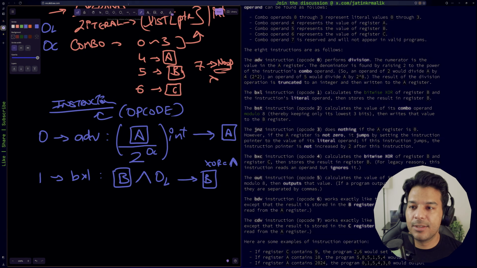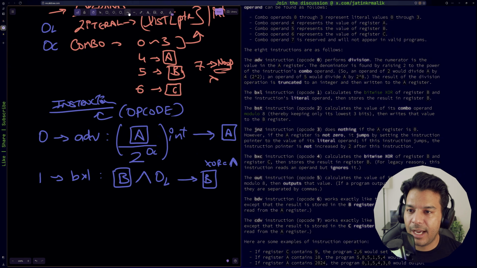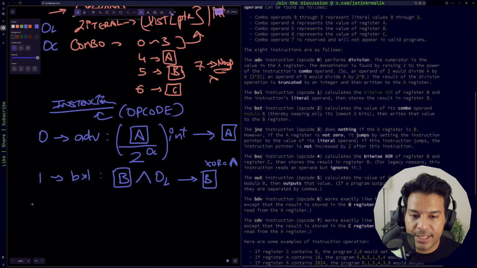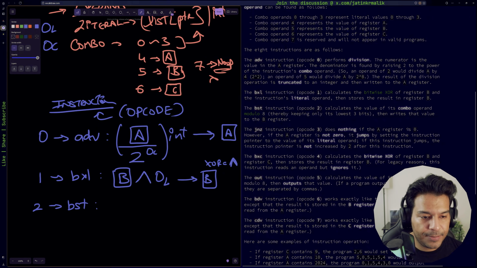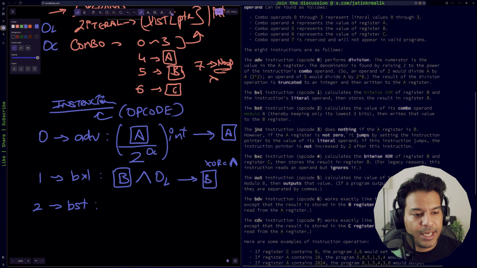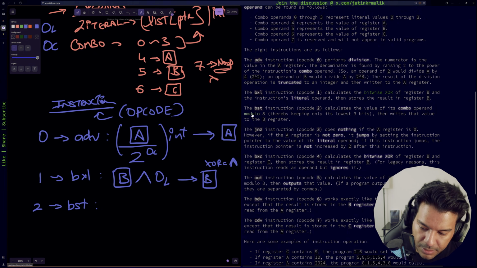So with that, let's move on. It seems like we have a lot of instructions. The next instruction is opcode 2. It's called BST. Let's read that. It says that the BST calculates the value of its combo operand modulo 8. So modulo is our modulus operator.